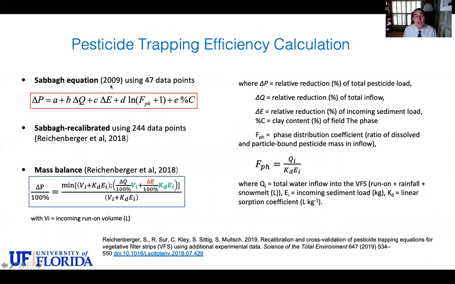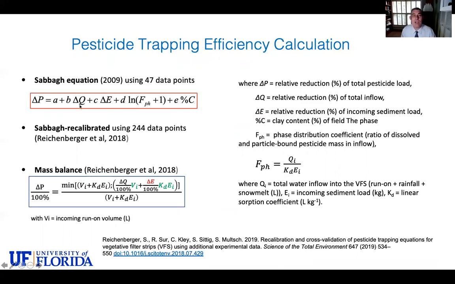And initially, in 2009, Sabbagh, with a group of researchers, proposed an equation which was a function of reduction in flow, reduction in sediment, and chemical characteristics, where FPH is the distribution coefficient of the pesticide. Okay, so the sorption of the chemical. And also the percentage of clay, because clay has a large sorption capacity, and if there is silt and clay in the moving water, you have an additional phase to consider. Okay, so this is an empirical equation. It was successful with the existing database, which was limited. You can see this in here, to predict the reduction of sediment on the basis of these two components.